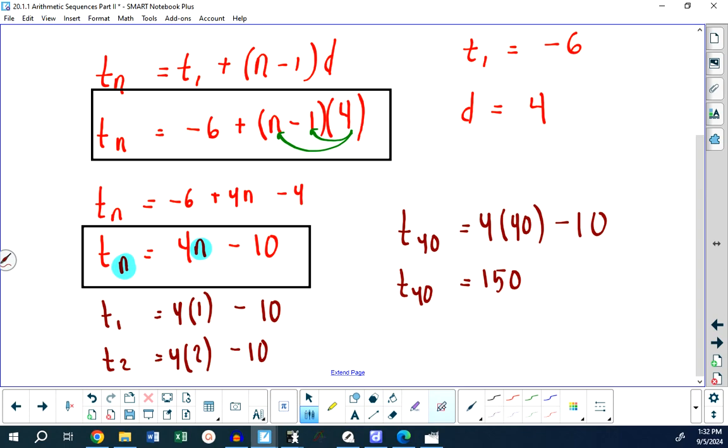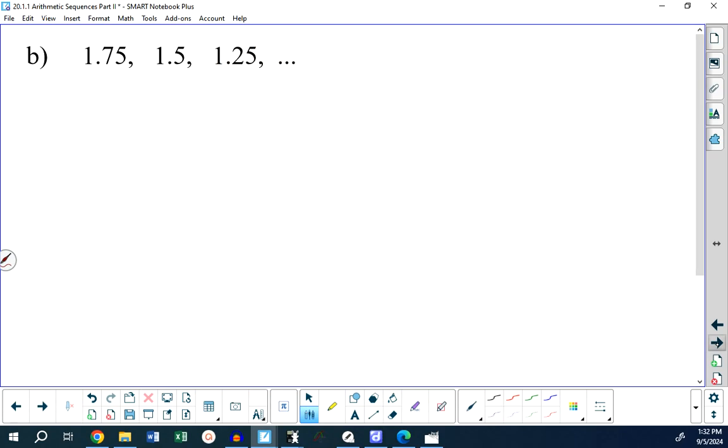Let's try another one. 1.75, 1.5, 1.25. So the first term, that parameter, is 1.75. The common difference is negative 0.25. You might want to, if you have a calculator handy, check that or check that in your head. Just make sure my reasoning is right, that I'm adding negative 0.25 each time to get to the next term.